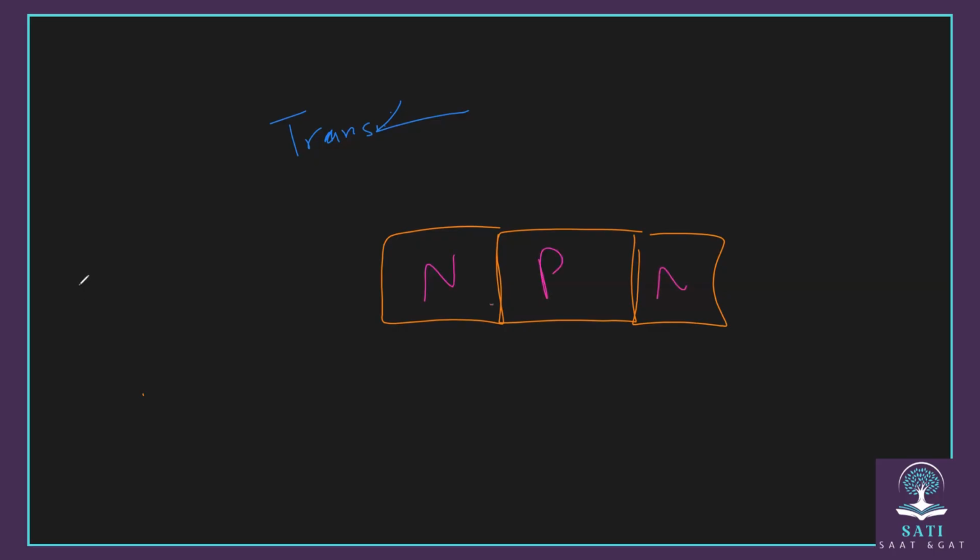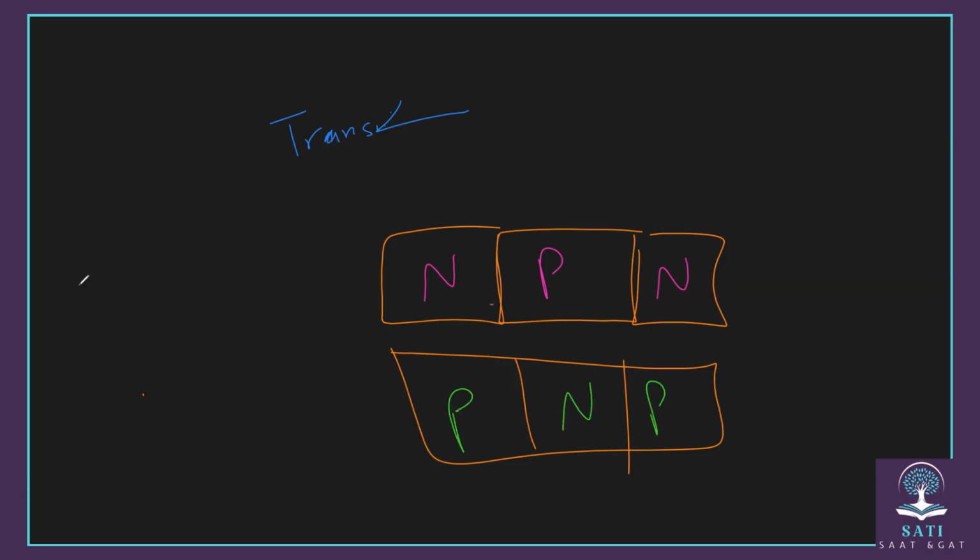Okay, what is a transistor? A transistor is made of three semiconductors. It can be N, P, N, or the opposite, P, N, P. What does that mean? The first one means N-type, P-type in the middle, and N-type. And the other is P-type, N-type, and P-type.